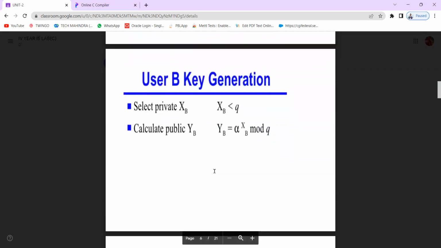Next, user B key generation. Here also we'll generate a random private key which is less than Q. It is represented by XB. Then we calculate the public key of B, which is represented by YB. Here's the formula: YB is equal to alpha power XB mod Q. Then we will get the value of the public key of A and the public key of B.